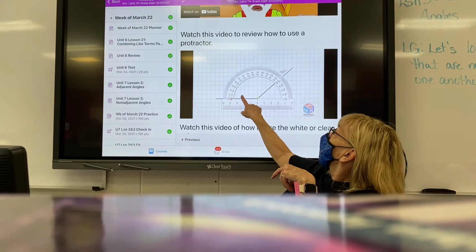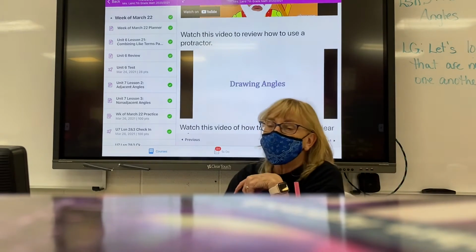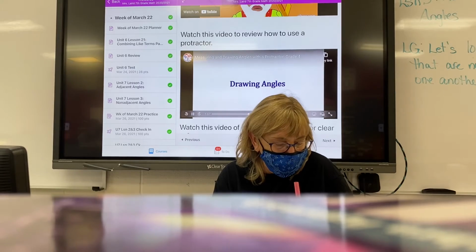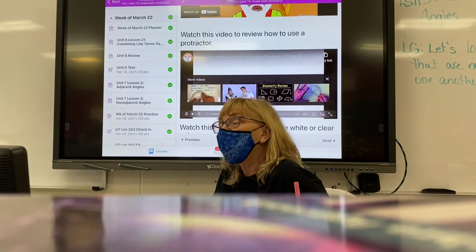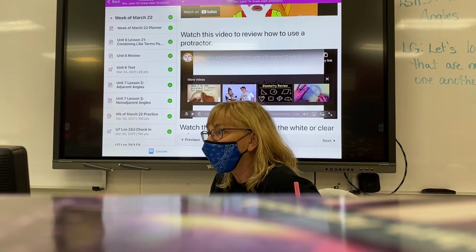Okay, but could you look at that and say it was obtuse? Drawing angles, we can also use a protractor to draw an angle. Okay, we'll do that when we get to triangles. All right, so did that help you learn how to use a protractor?